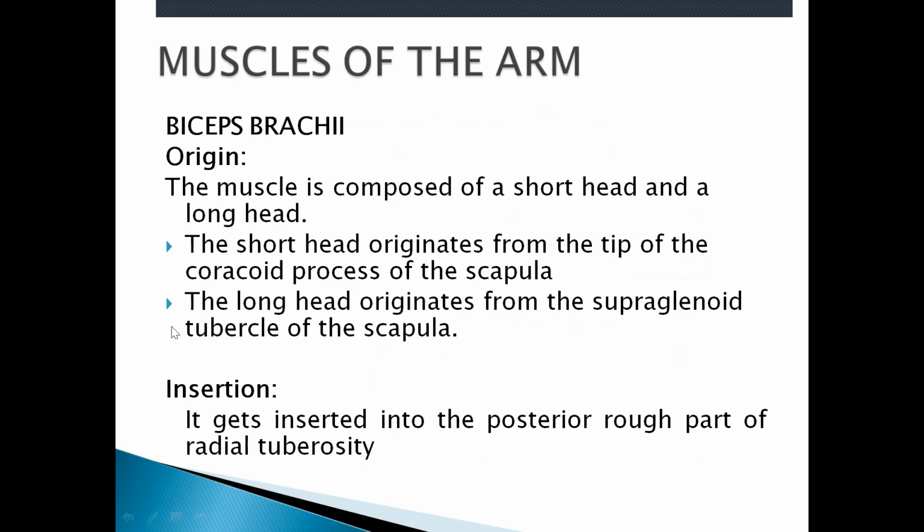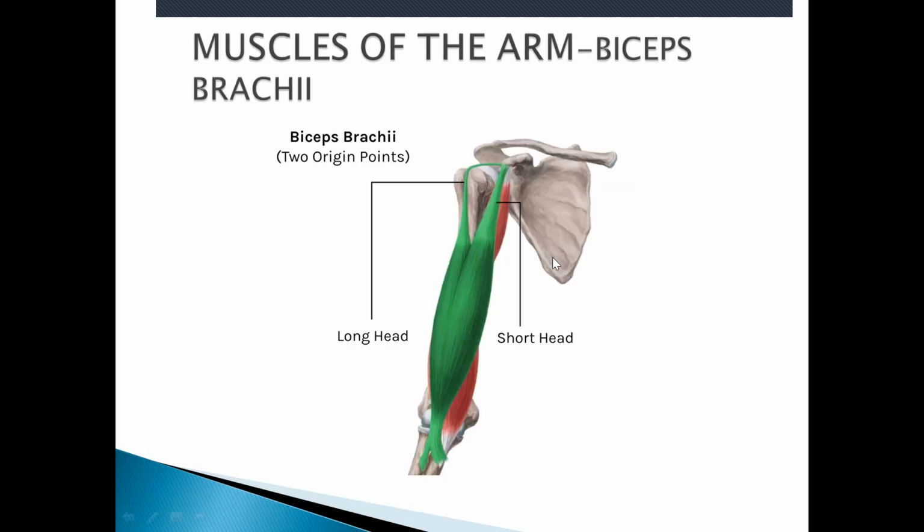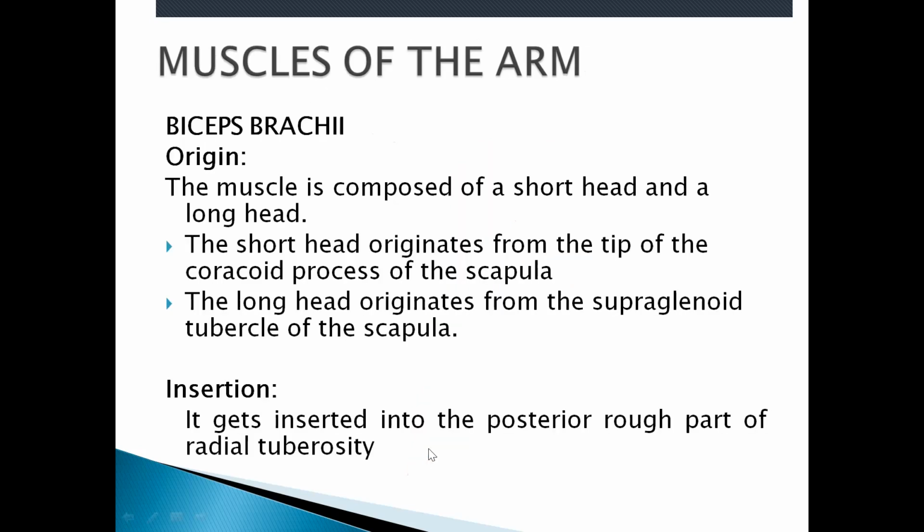The next muscle belonging to the anterior compartment of arm is biceps brachii. Since it consists of two heads, namely the long head and short head, it is named as biceps brachii. The short head of biceps arises from the tip of the coracoid process of the scapula, and the long head of biceps arises from the supraglenoid tubercle. Here is the picture depicting the biceps brachii. Both these two heads fuse together and get inserted into the radial tuberosity.